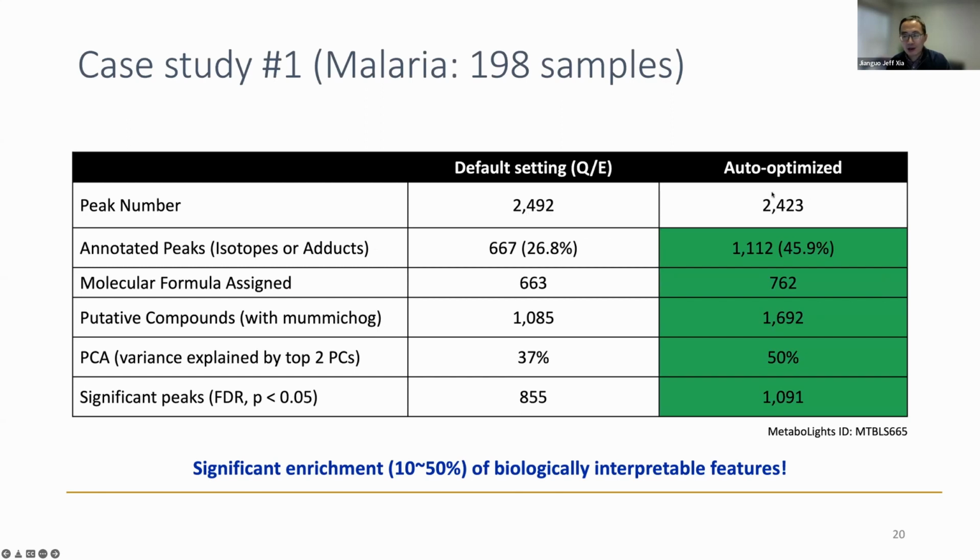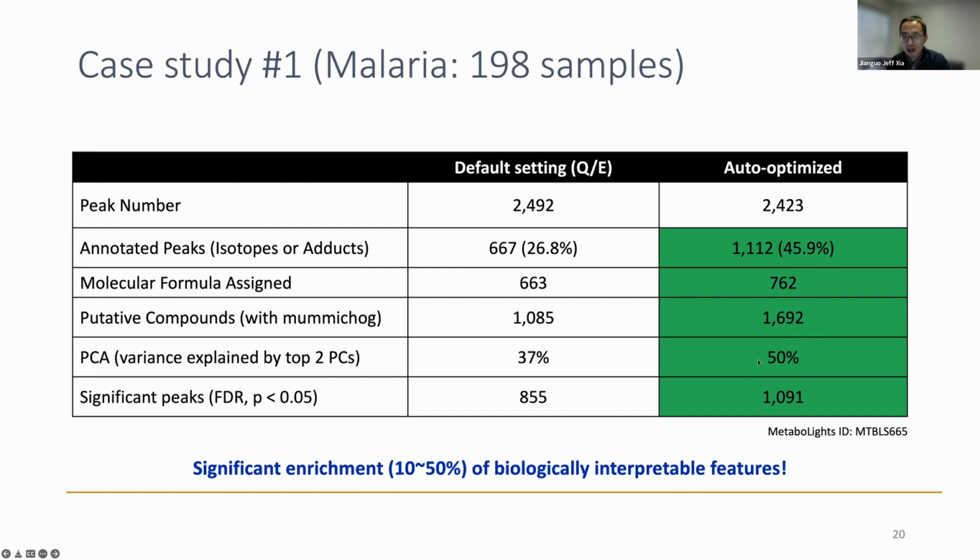And we use auto-optimize, but we really look into the details of the peaks annotated with isotopes and adducts. We found almost half of the auto-optimized peaks you can annotate, and with molecular formula assigned, it's more. And we can assign more putative compounds, and PCA has more variation explained.